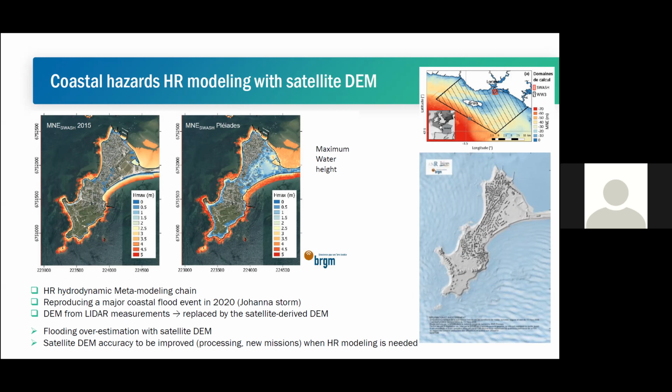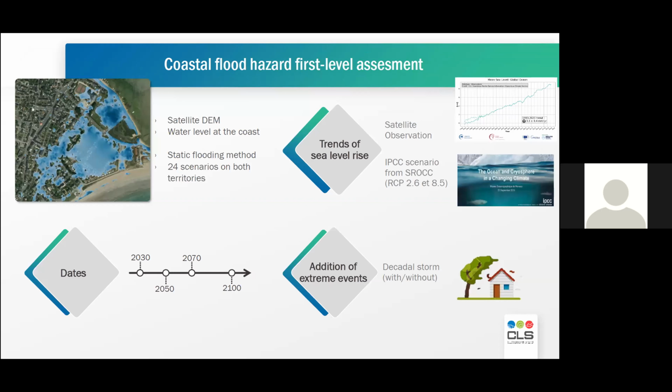What we obtain is that there is a limitation of the current accuracy in such areas where wave overtopping is very important and where we need high resolution modeling: we get an overestimation of the flooding for the moment. But we have identified some improvements in the data processing of the satellite imagery, and we also expect to improve this vertical accuracy thanks to new satellite missions coming in the next decade.